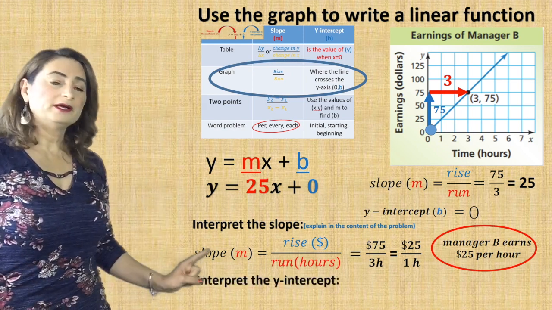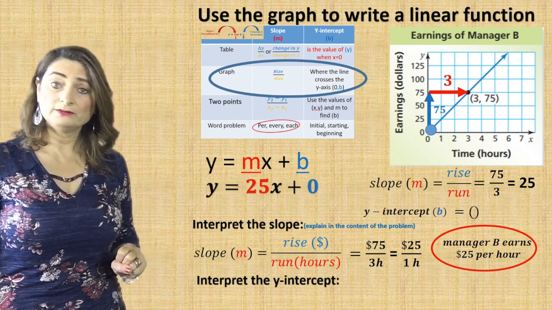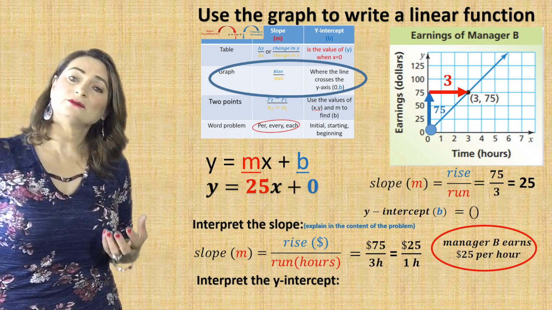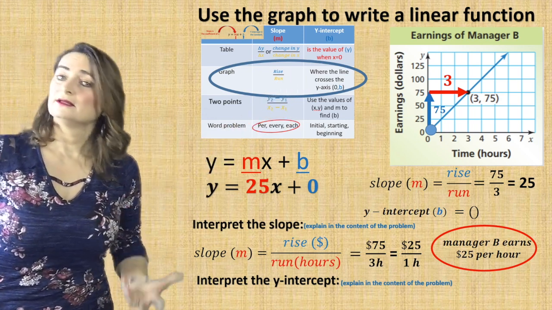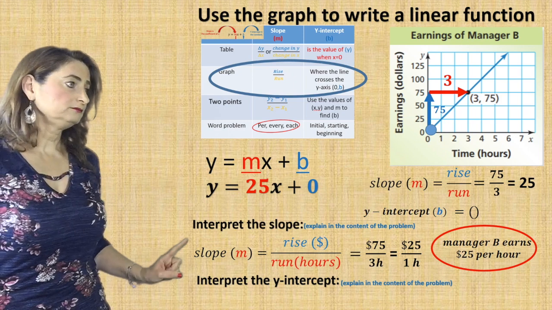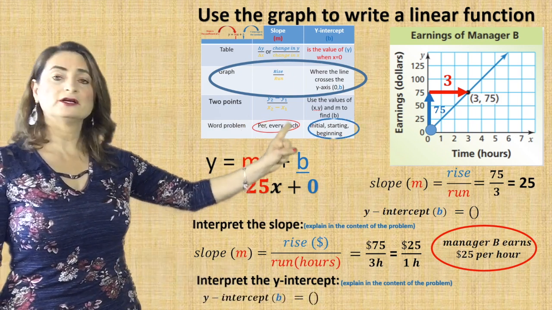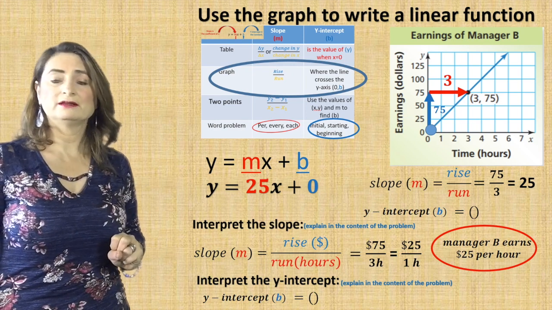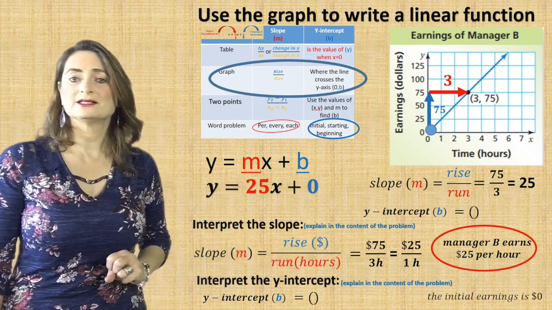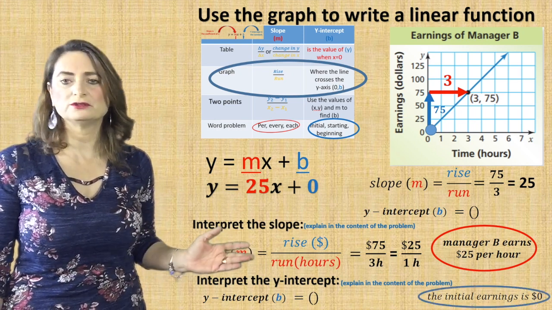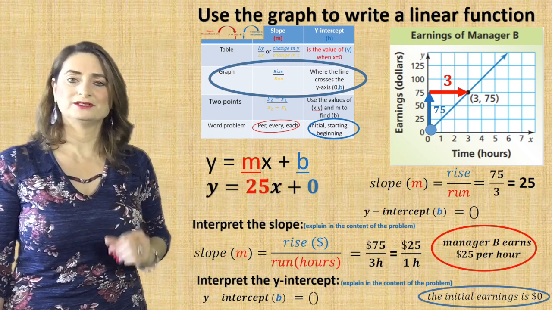Now interpret the y-intercept. Again, the word interpret means explain in the context of the problem. So I want to know, what does that 0 mean in the context of the problem where the manager is earning dollars per hour. The y-intercept b is 0. Use the word initial, starting, or beginning to explain the y-intercept. So the initial earning is $0. He started with $0 and then he started making $25 per hour.